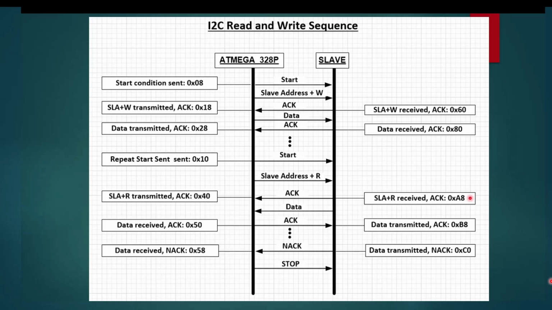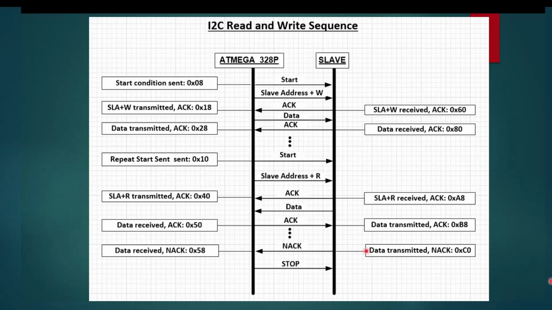Every time it transmits a piece of data, it's going to monitor the status register till it gets a B8 status, which means that the master got the data and acknowledged. Now, when the slave has the last piece of data and it's going to send it, this time it's going to send it with a not acknowledge.